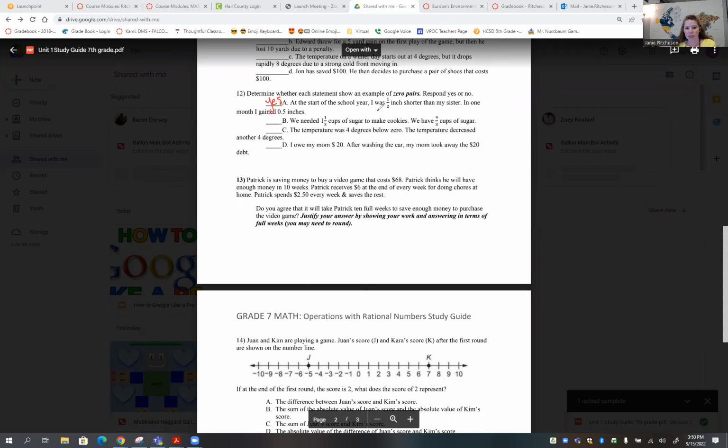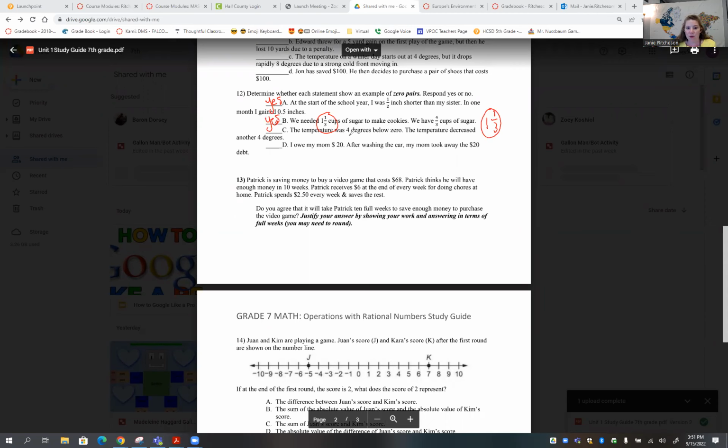All right, we need 1 1/3 cups of sugar to make cookies. We have 4/3. So what is 4/3? 4/3 is 1 1/3. So we need this much. We have this much. That means, yes, that's a zero pair. We're going to use all of it.